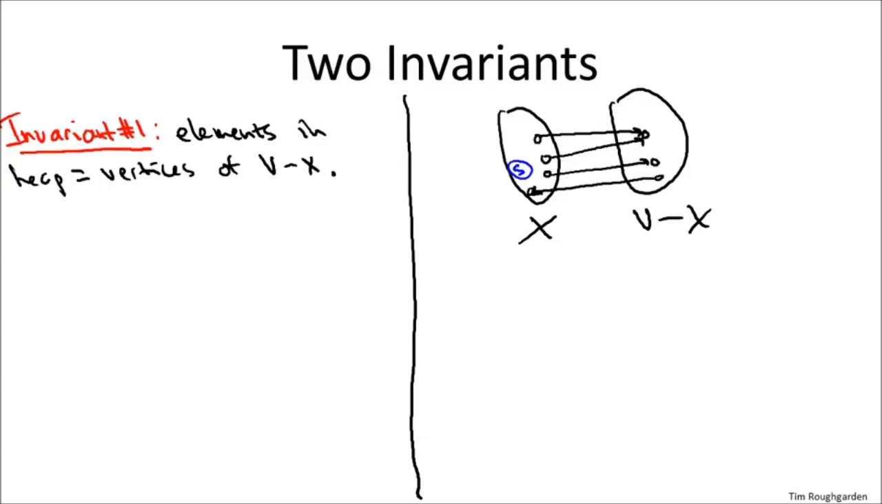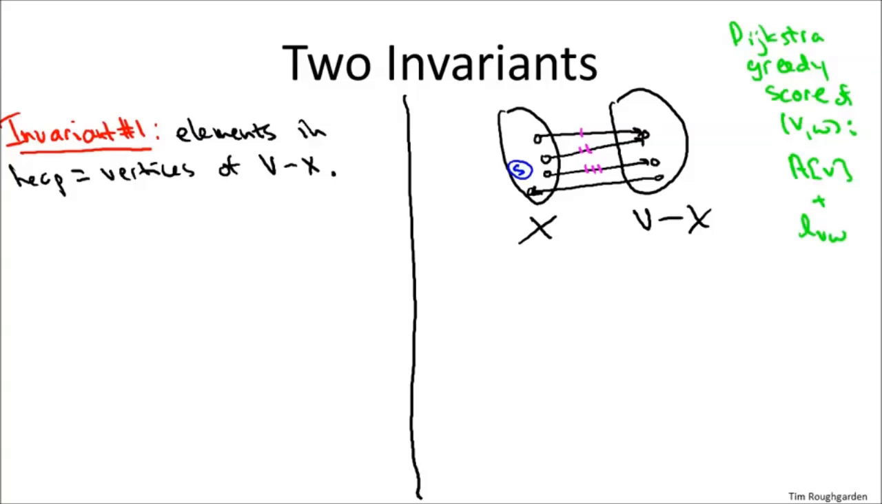The straightforward implementation of Dijkstra's algorithm would compute Dijkstra's greedy score for each of these 3 edges. And remember, by definition, that's the previously computed shortest path distance to the tail of the arc VW, plus the length of the arc VW. So the straightforward implementation just computes this. In this case, it would compute it for 3 edges, and whichever of the 3 edges had the smallest score, the head of that edge would be the next vertex that gets added to X.